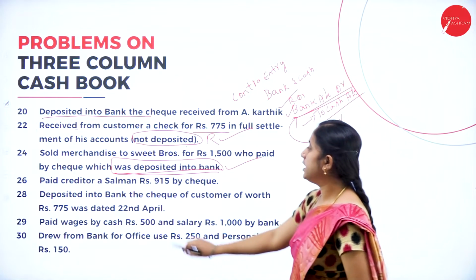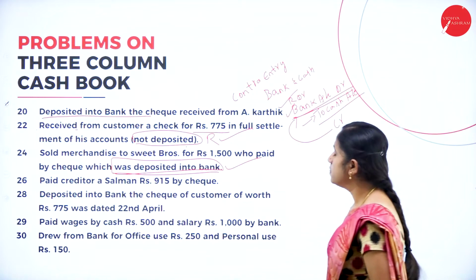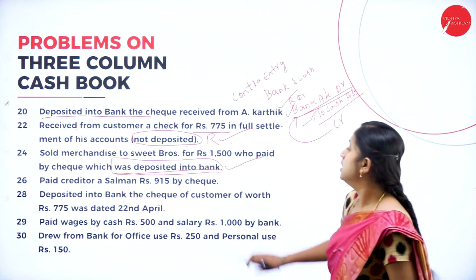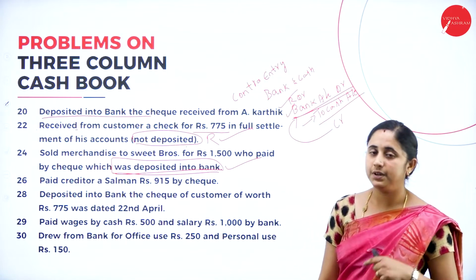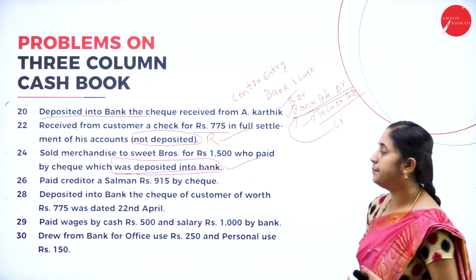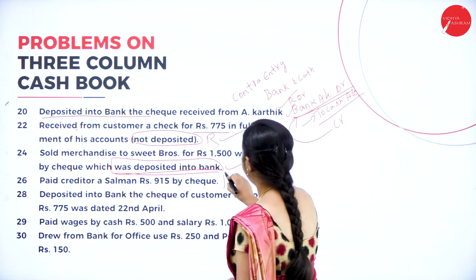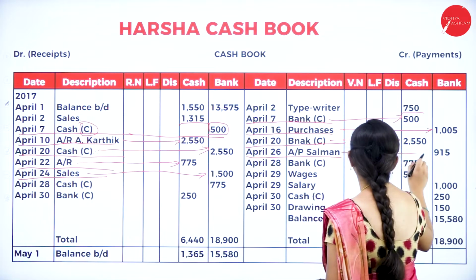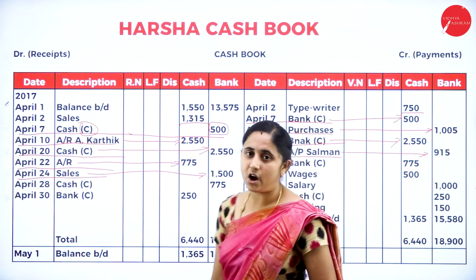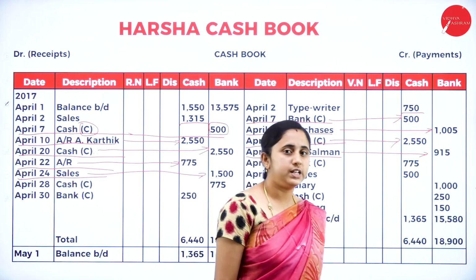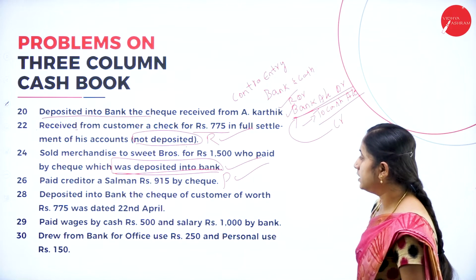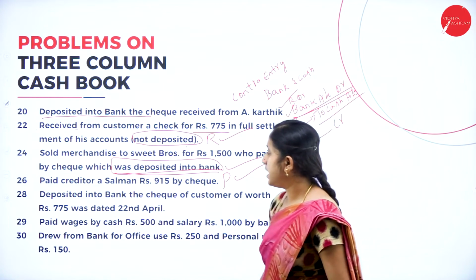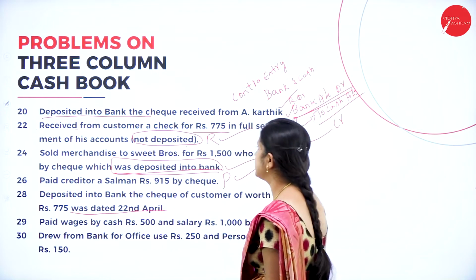Then paid creditor Salman rupees 915 by check. That means you are going to pay the creditor 915 by check, that is, through the bank. So write on the payment side, to April 26th, account payable, that is Salman. Through the bank you are paying, so in the bank column write the amount 915.